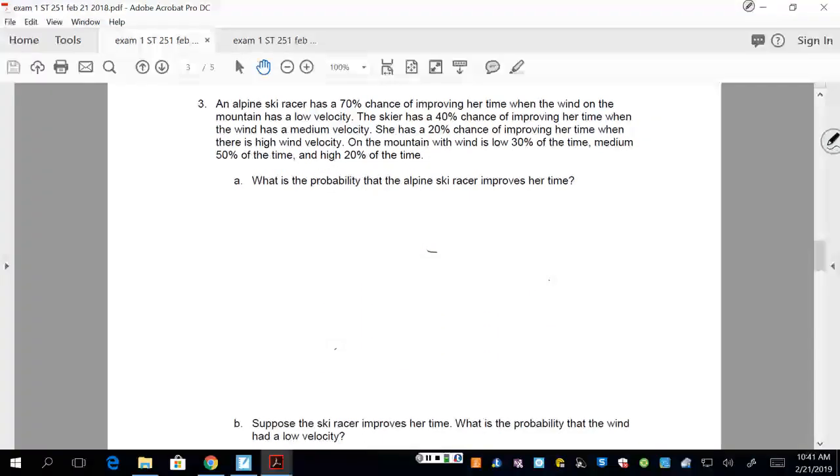So here's another third question. An alpine skier has a 70% chance of improving her time when the wind on the mountain has a low velocity. The skier has a 40% chance of improving when the wind has a medium velocity, or 20% when it's high velocity. Right? On the mountain, the wind is low 30% of the time, medium 50%, or high 20% of the time. And so what is the probability that the alpine skier improves her time?